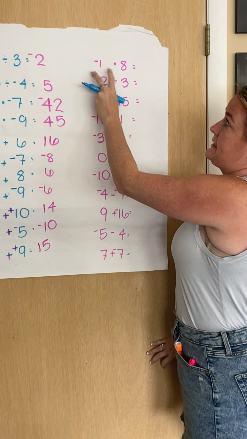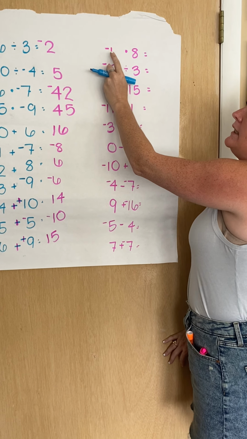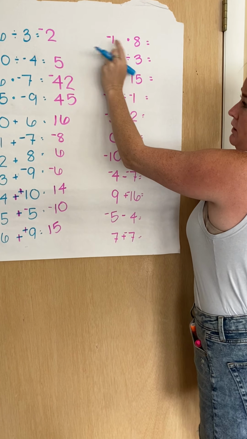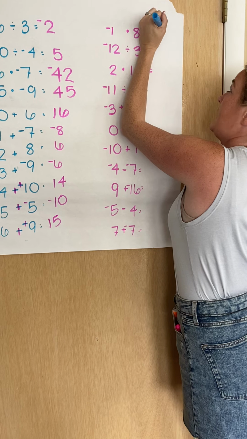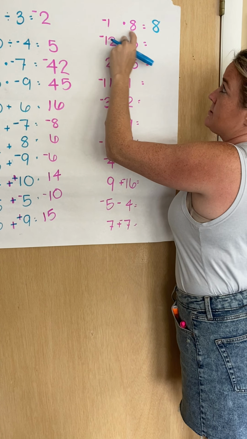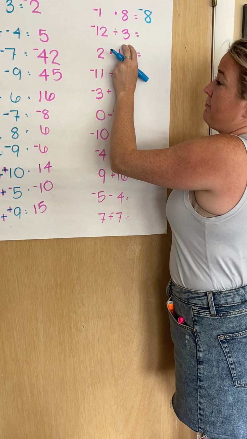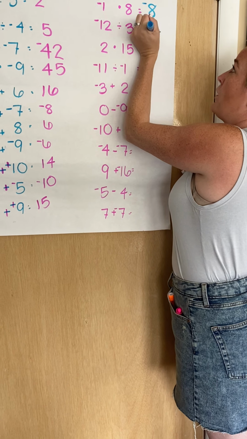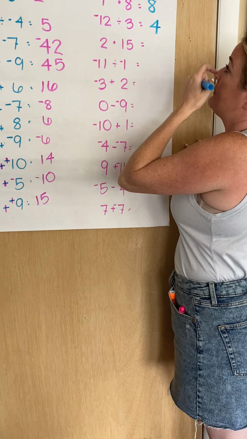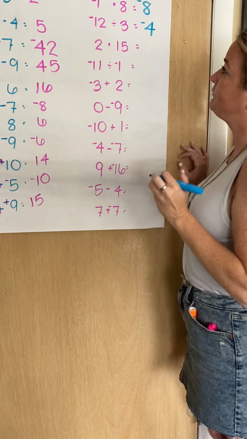Okay, so my first one is multiplication. I have a negative times a positive. So I'm going to multiply first. 1 times 8, which I know is 8. My signs are different, so it's going to be a negative. Negative 12 divided by 3. Okay, so I know 12 divided by 3 is 4. My signs are different, so it is going to be a negative 4.